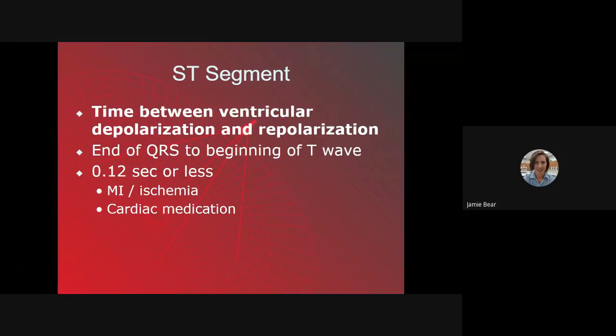The ST segment is the time between ventricular depolarization and repolarization. So that's when the blood is ejected to when it fills back up, and that should be about 0.12 seconds or less. That can definitely be prolonged in MIs, so myocardial infarctions, or ischemia. So with infarctions, it's happening; with ischemia, it's already happened and caused damage. And then different cardiac medications can alter the ST segment.